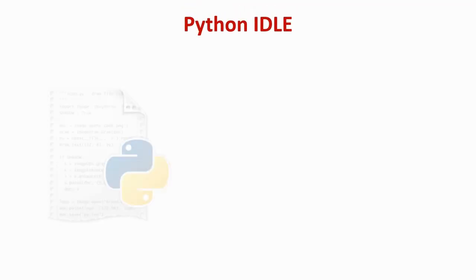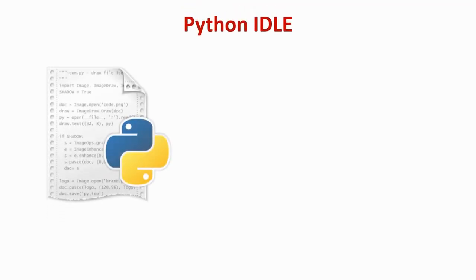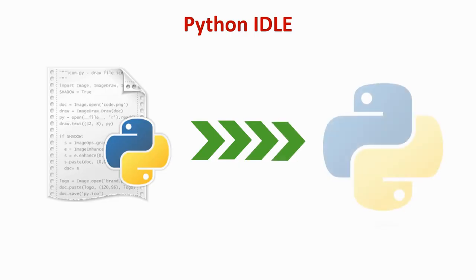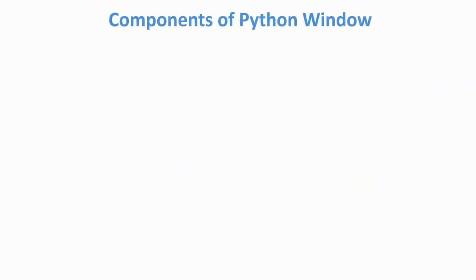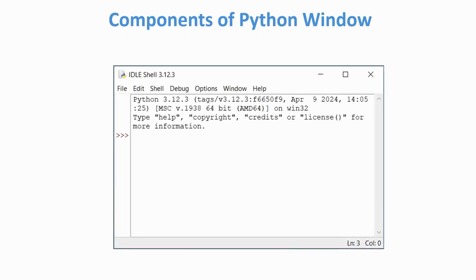Python IDLE. Python IDLE is used to write code in Python coding language. After installing Python, when we open it, it provides us some components. Let us learn about them. Components of Python window. The different components of Python window are: title bar.